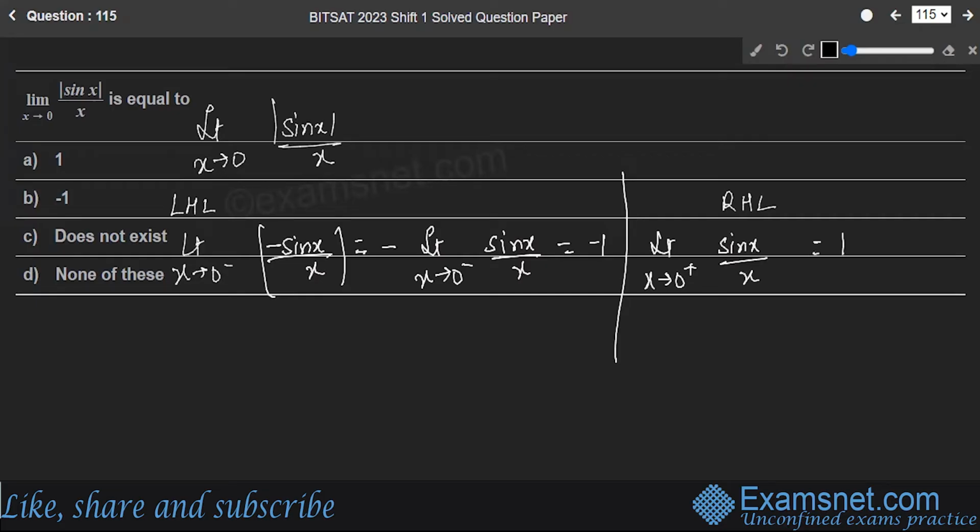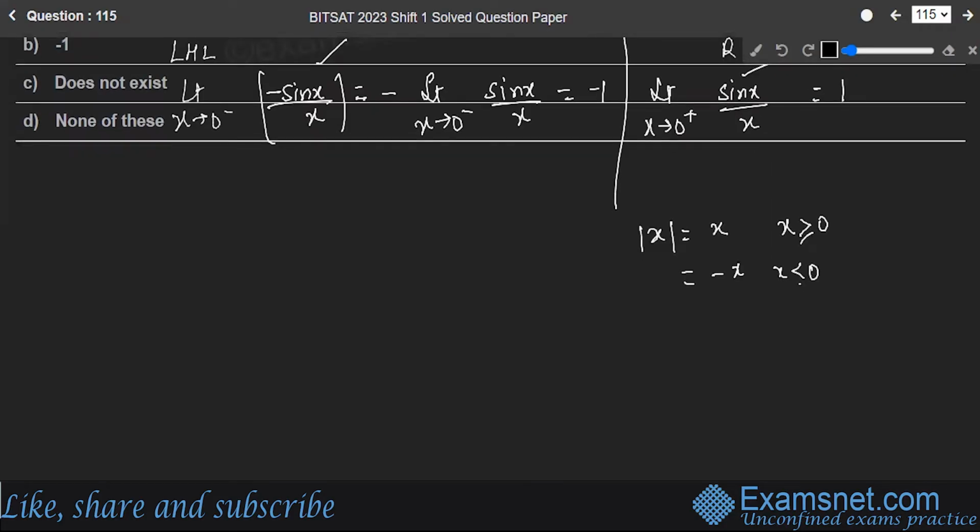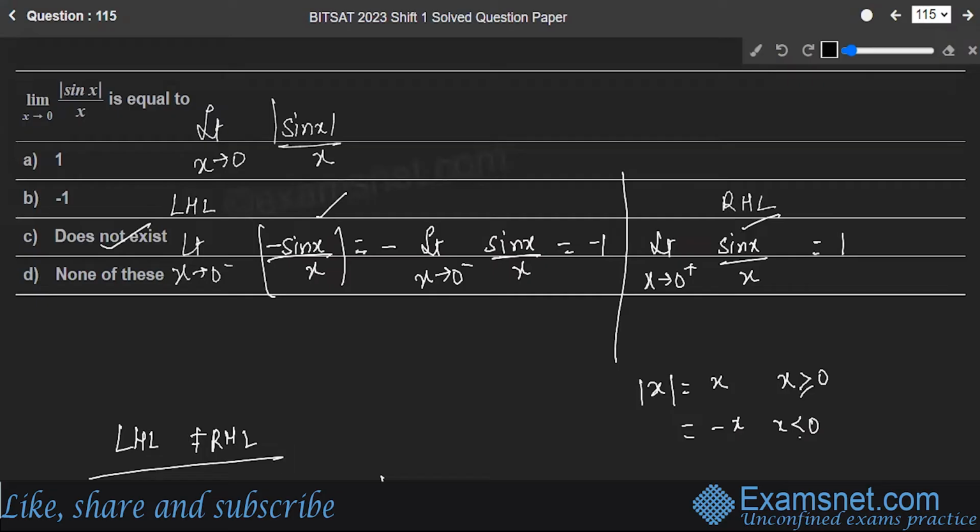See one thing, modulus of x is equal to x for x greater than or equal to 0, and equal to minus x if x is less than 0. So you can clearly see that the left hand limit is not equal to the right hand limit. Therefore, the limit does not exist. That makes option C the correct answer.